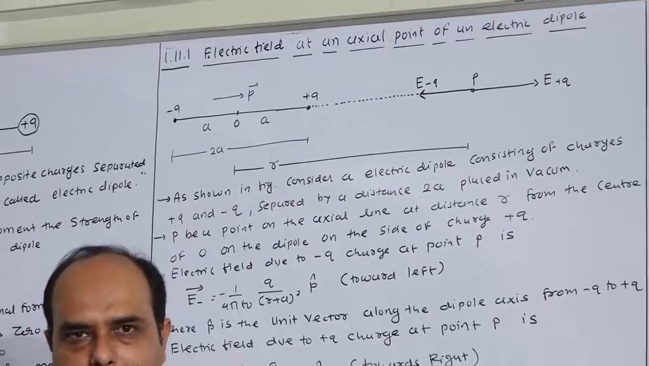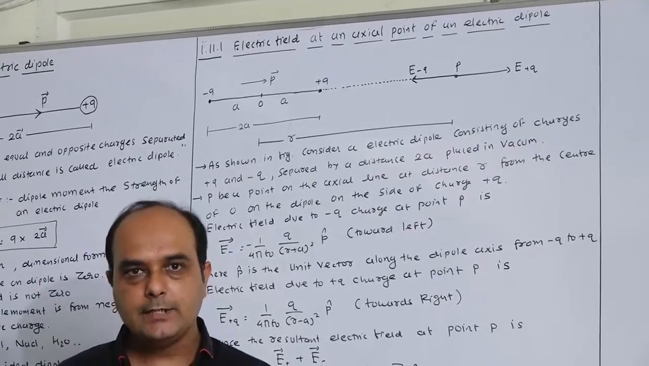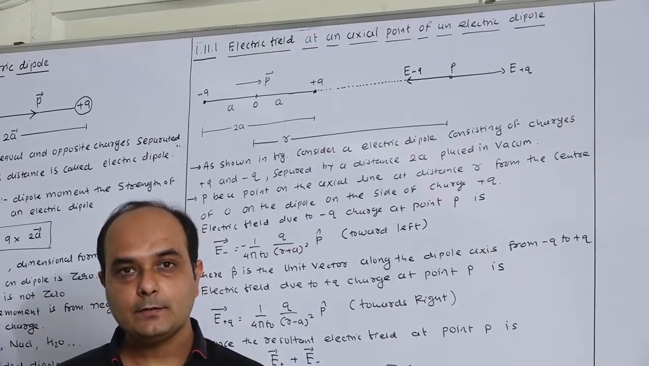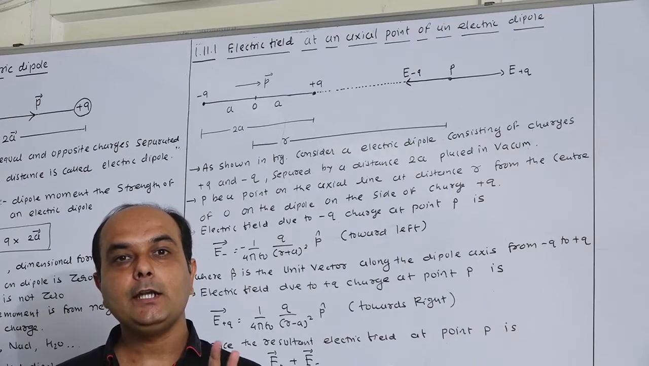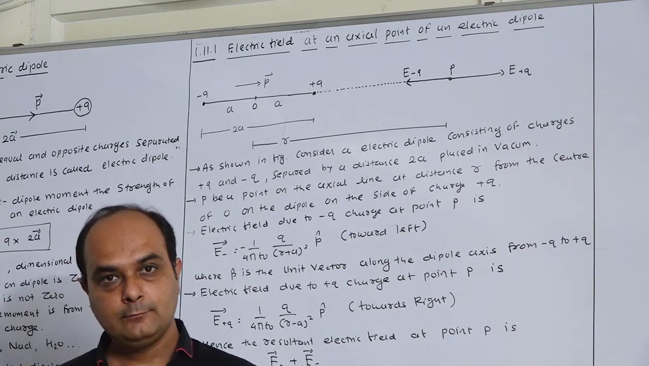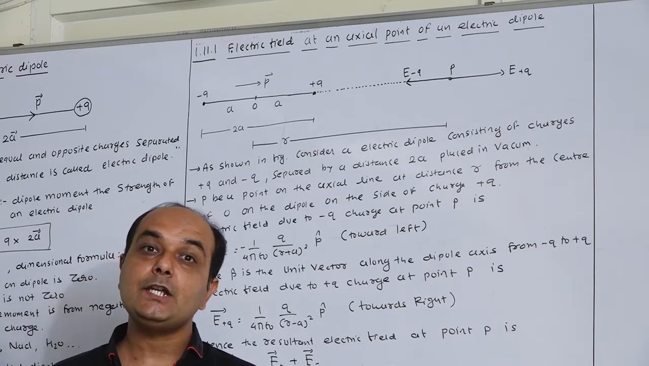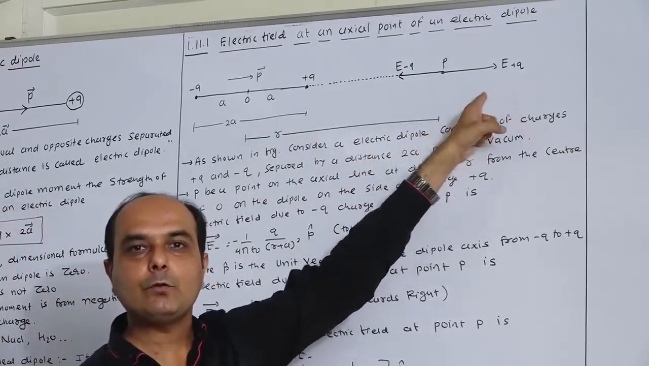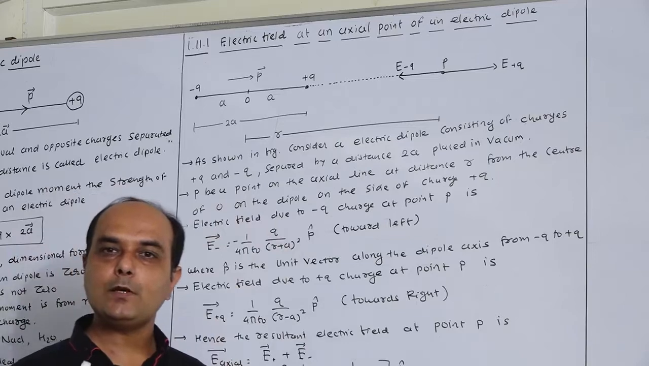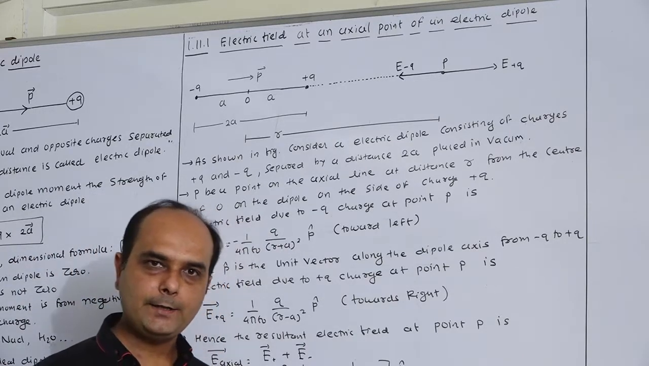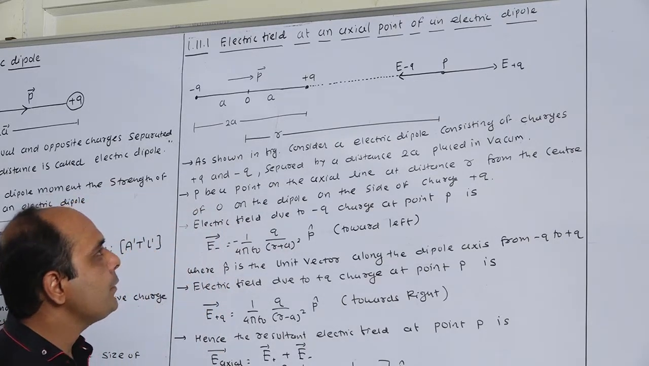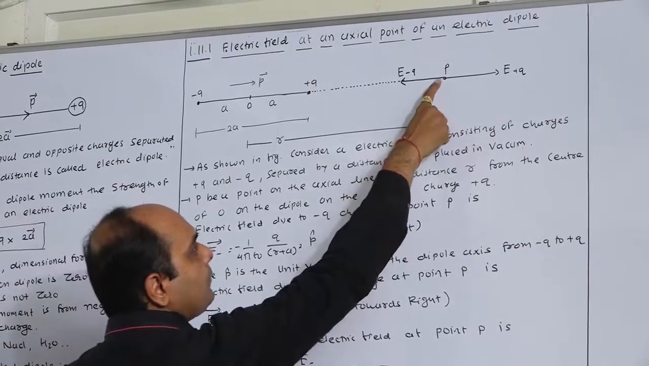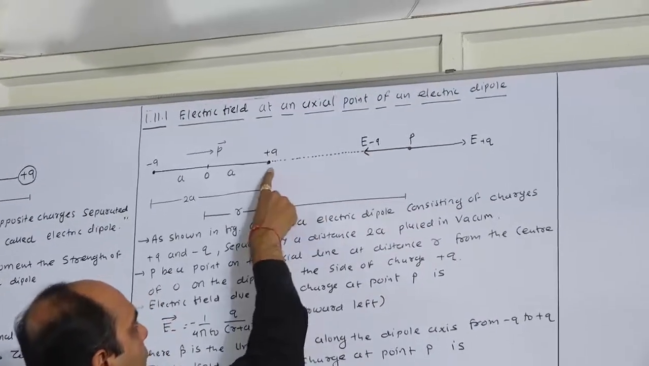Students, in the last lecture we studied the characteristics of the electric field lines: due to a positive charge, the electric field is in the outward direction, and due to a negative charge, the electric field is in the inward direction. That is why we see the outward direction for E plus Q and the inward direction for E minus Q.